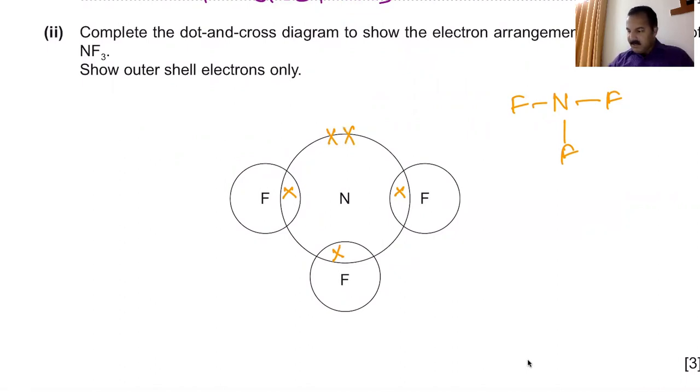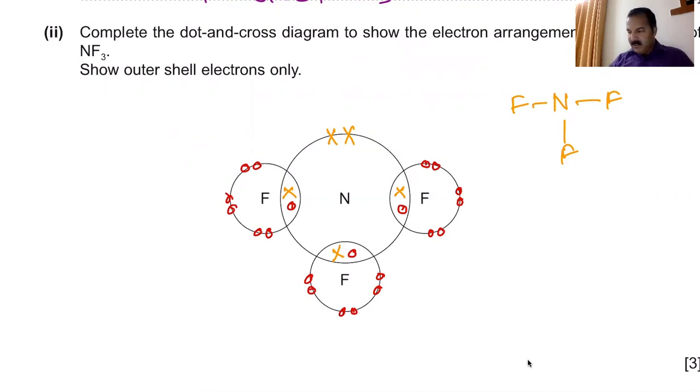Now next is fluorine. If I used a cross for nitrogen, I should use dot for fluorine. Fluorine has 1 electron in the bond, then the rest 6 electrons as lone pairs. Again, 1 electron there, 6 electrons outside because they are not used up. 1 electron there, 6 electrons outside. So that's a correct structure of NF3.